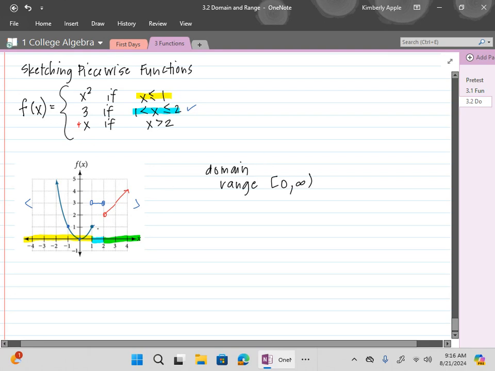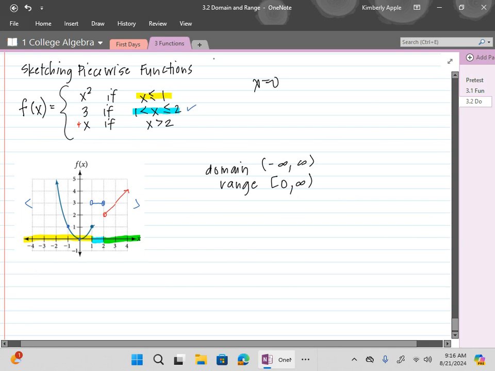Are there any breaks? Is there a break at 1? Yeah, it's included, so there's not a break here. Is there a break at 2? No. Uninterrupted everything. What was the input to get 0 in this function? Yeah, x is less than 1, because if x is 0, that qualifies under this domain. 0 squared is 0. That makes sense?